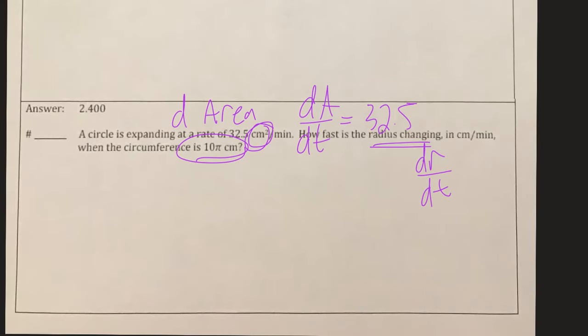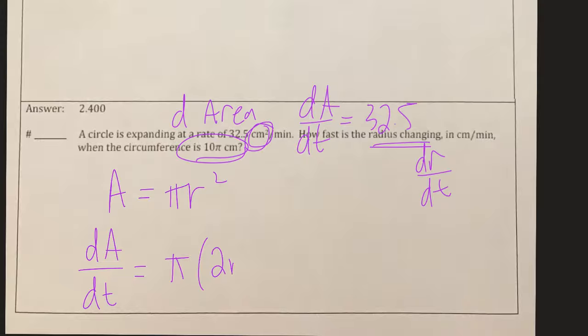Okay, let's see what we know. We know that the area is pi r squared. That's the area formula for a circle. So if we take the derivative with respect to time, dA/dt equals pi times 2r dr/dt. Okay, let's see. What do we know? We know dA/dt, right? That's the derivative of the area. We want to find dr/dt, so we have to somehow figure out what our radius is.